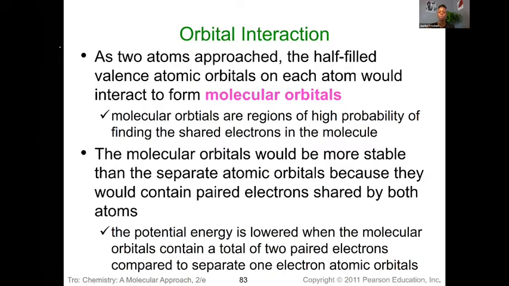Now, the orbitals that interact to create these bonds are ultimately going to form molecular orbitals, which will house the electrons involved in the bonding, or perhaps the lone pairs that we're seeing on these central atoms. The molecular orbitals would be more stable than the separate atomic orbitals that we've been dealing with, like the s, the p, the d, and the f, because they're now sharing electrons from both of these atoms. This ultimately would lower the potential energy of the molecule and should, in theory, make these more stable.